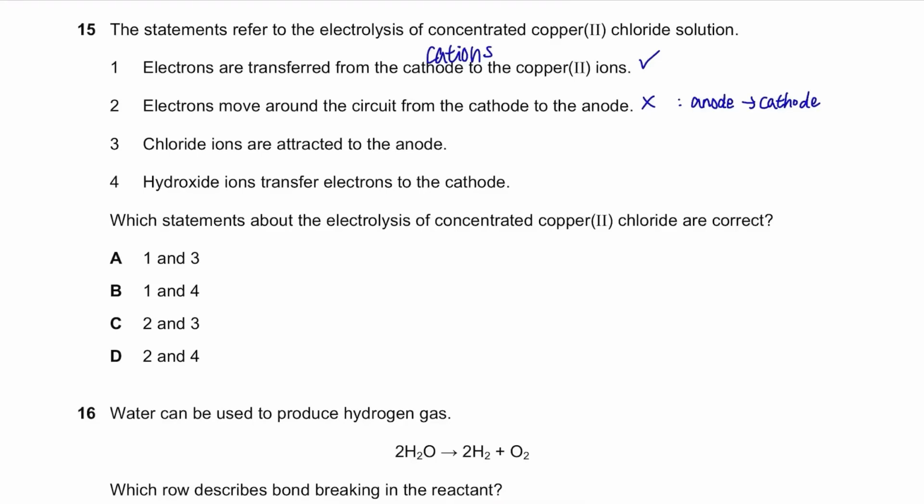3. Chloride ions are attracted to the anode. Chloride ions are negatively charged, they are anions. So yes, they are attracted to the anode. 4. Hydroxide ions transfer electrons to the cathode. This is not possible because it is a concentrated solution and there are no OH- ions involved. It's just Cu2+ and Cl- ions. So nope. The answer is A, 1 and 3.